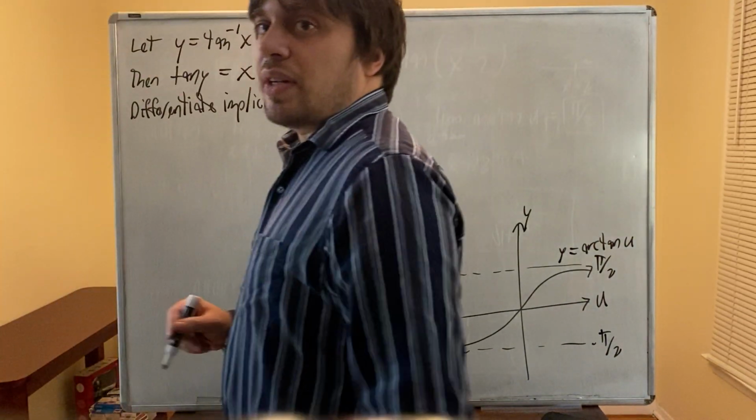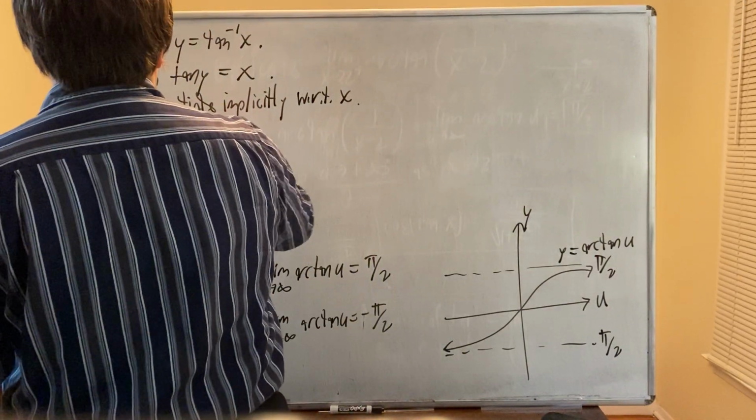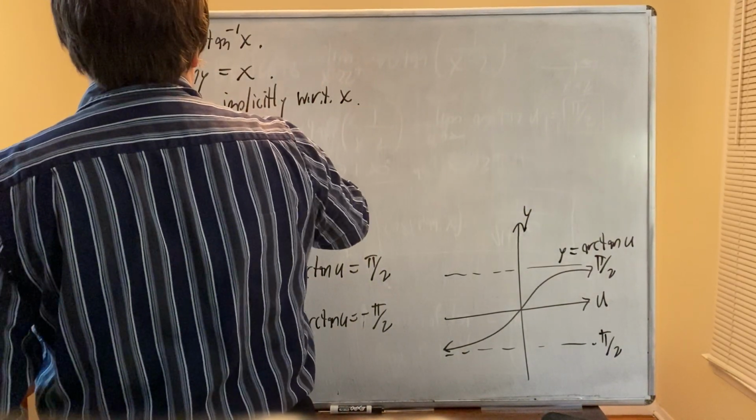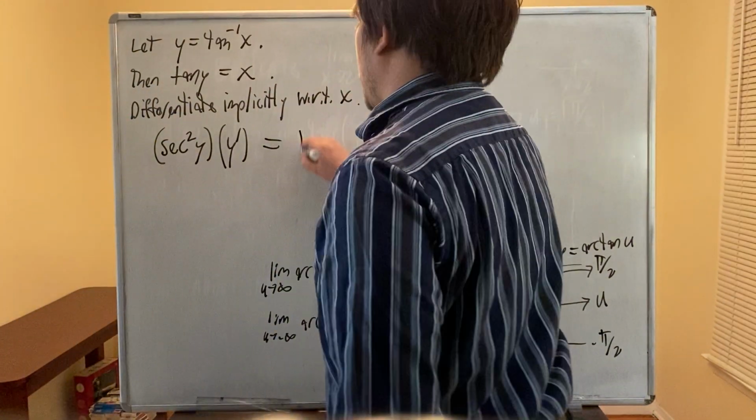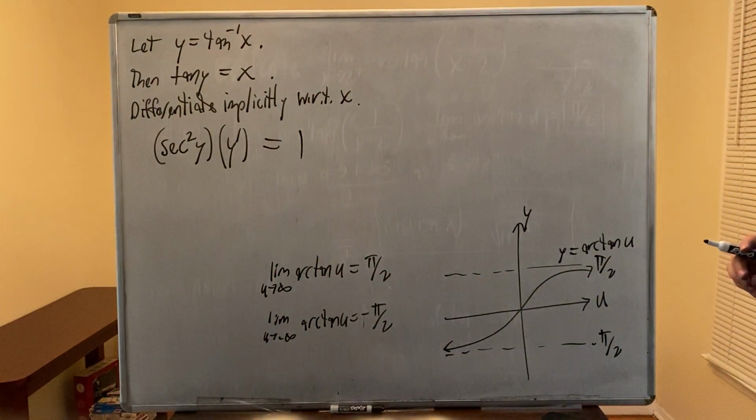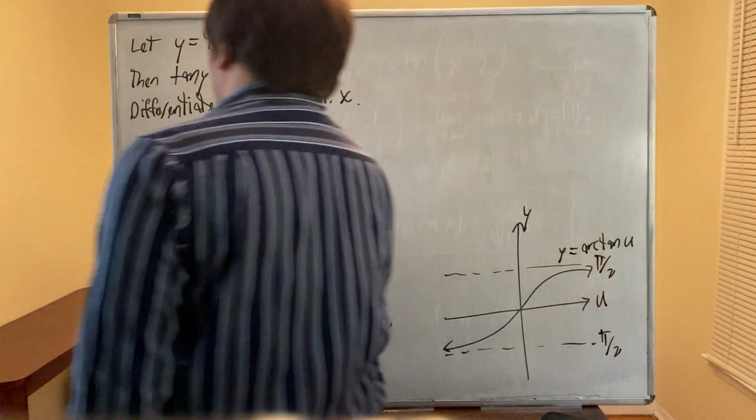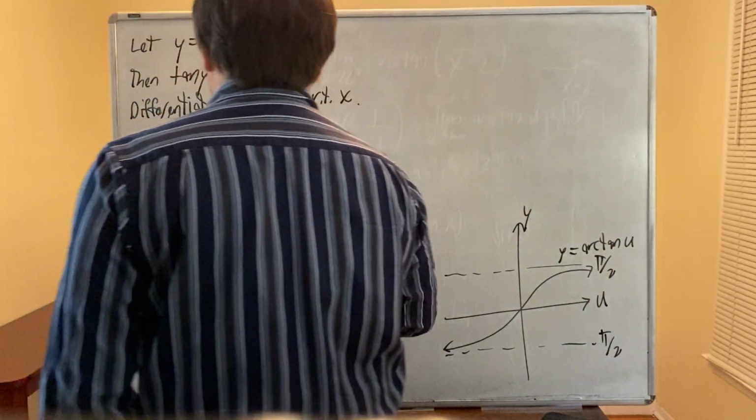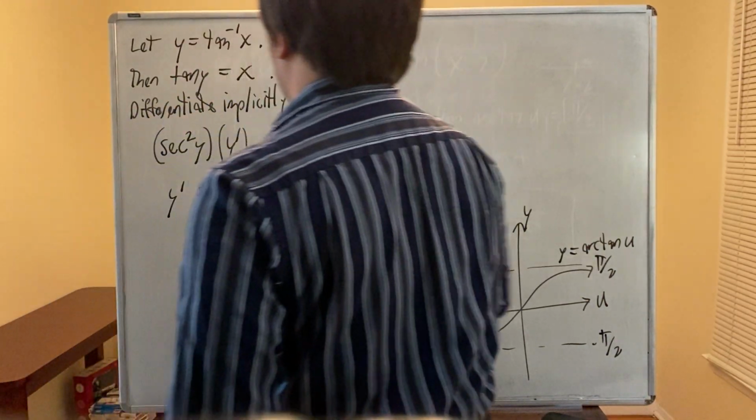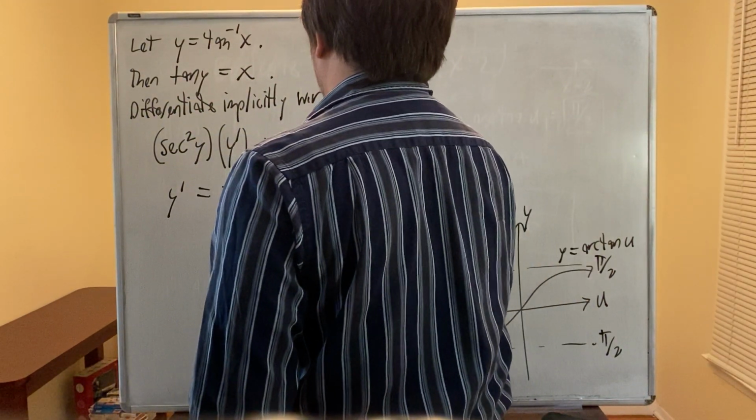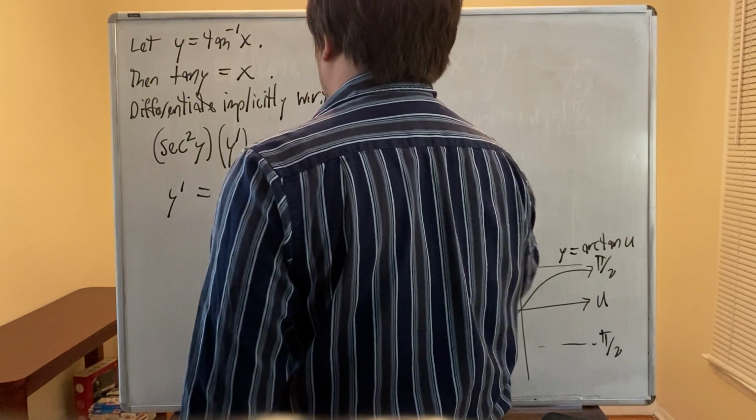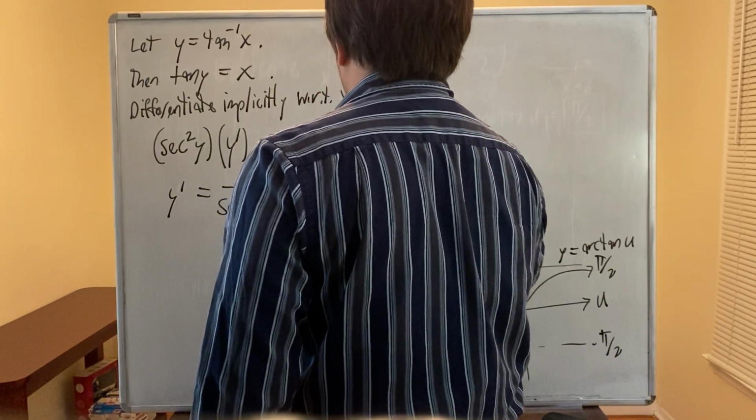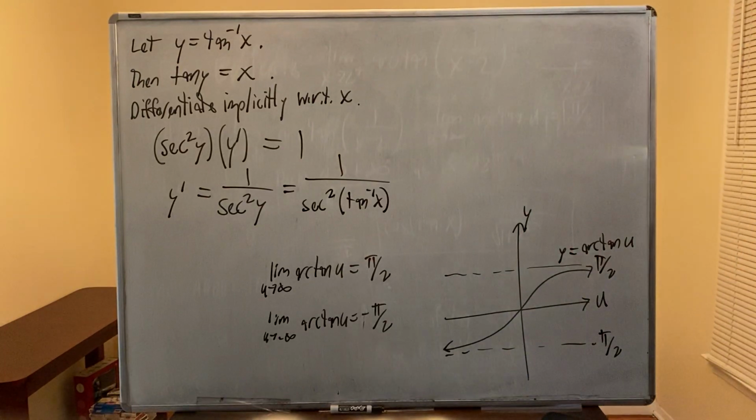That means that the derivative with respect to x of tan y is secant squared y times y prime, and d dx of x is 1. So secant squared y times y prime is equal to 1. That means y prime is equal to 1 over secant squared y. Well, what's y? Y is tan inverse of x. So this is 1 over secant squared of tan inverse x.